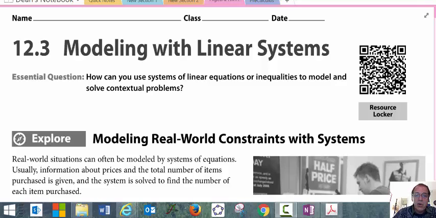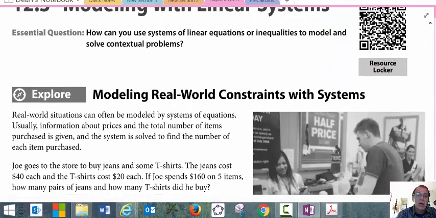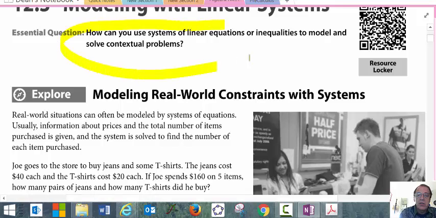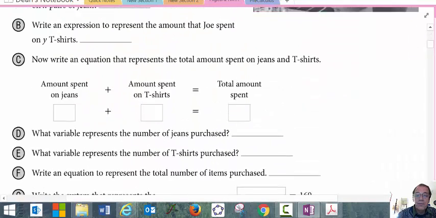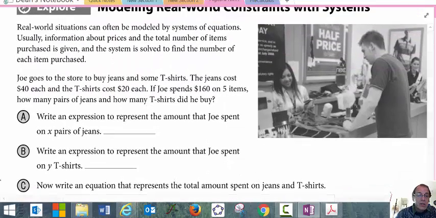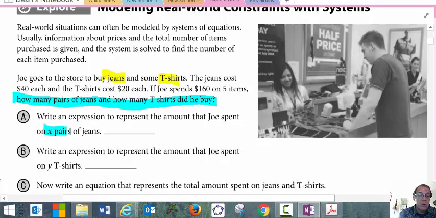So here we got 12.3, modeling with linear systems. Today we're going to work on how you can use a system of linear equations or inequalities to model and solve real problems. That's what contextual problems means. So the first problem they give us talks about Joe going to the store to buy jeans and some t-shirts. Now I'm going to look to the end of the question because that's going to tell us something about what the variables stand for. It says at the end, how many pairs of jeans and how many t-shirts did he buy? So how many pairs of jeans is going to be our x variable.